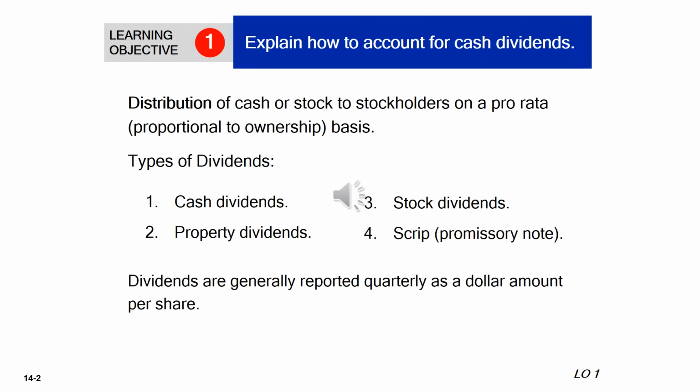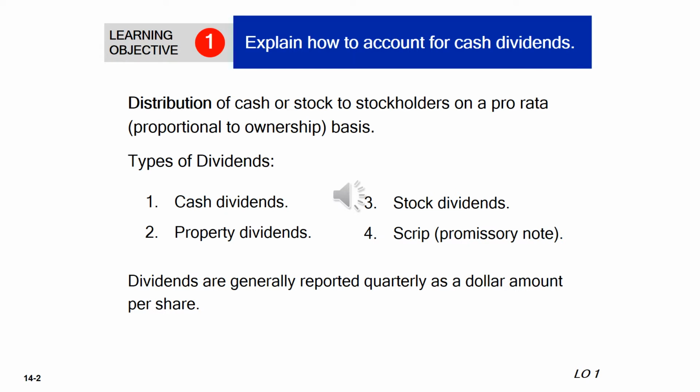Now let's start with the first learning objective, how to account for cash dividends. First, let's try to understand what dividends are. Dividends are basically a distribution of cash or stock to stockholders on a pro rata basis, basically meaning that the distribution is going to occur in proportion to each owner's ownership percentage in the corporation.